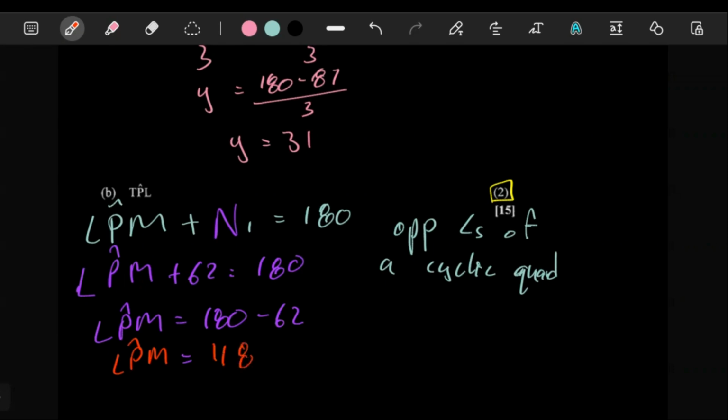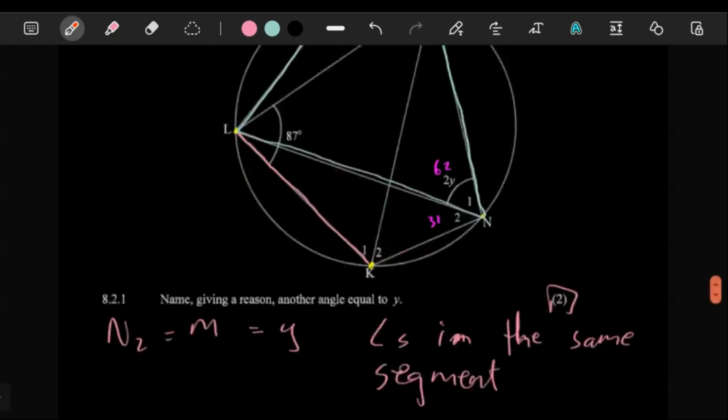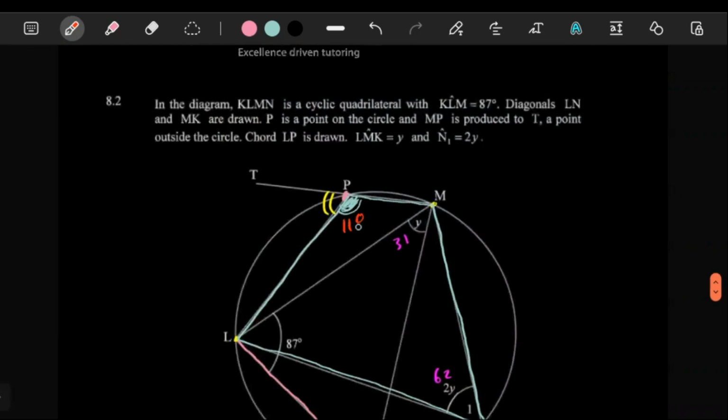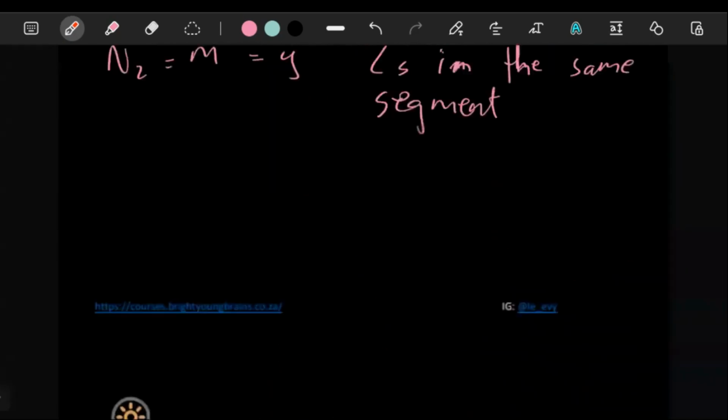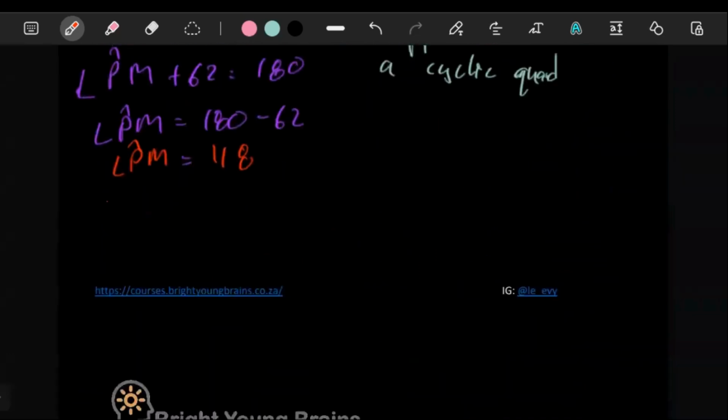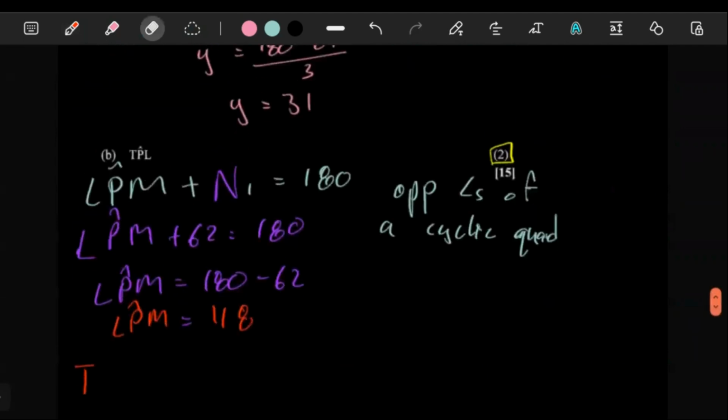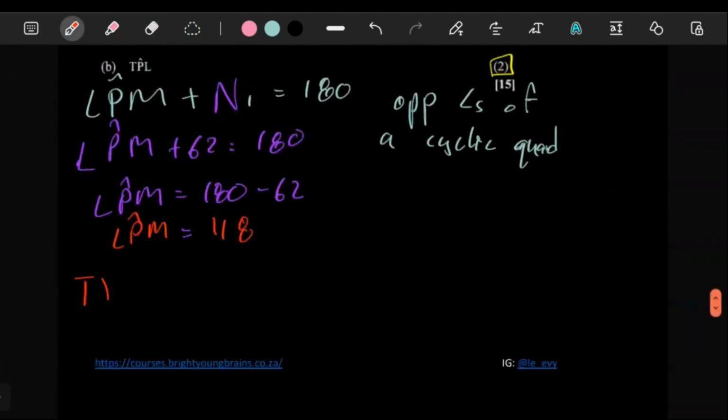118. So the reason why this is important to us is because, look, angles on a straight line. We're gonna get this angle there. So the TPL they want here, TPL plus 118 should give us 180 degrees. TPL, which is what they're asking for here. TPL plus the 118 is 180 degrees. The reason is angles on a straight line.